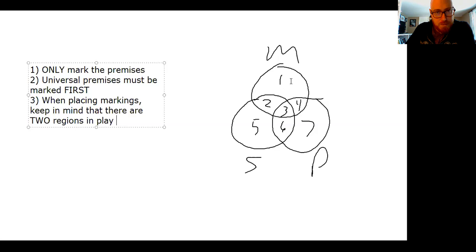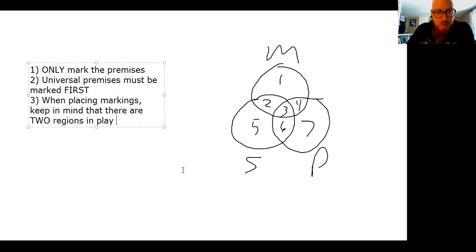It would be a mistake to only shade region 2 or to only shade region 1. All right, so anything in region 1 is an M but not a P. Anything which is in region 2 is also an M but not a P, okay? But since all M are P means that there aren't going to be any M's which are not P's, that means that region 1 needs to be shaded and region 2 needs to be shaded. You wouldn't only shade region 1 or region 2. You would have to shade both of those regions. Why? Because there are two different regions where there can be M's which are not P's, right?